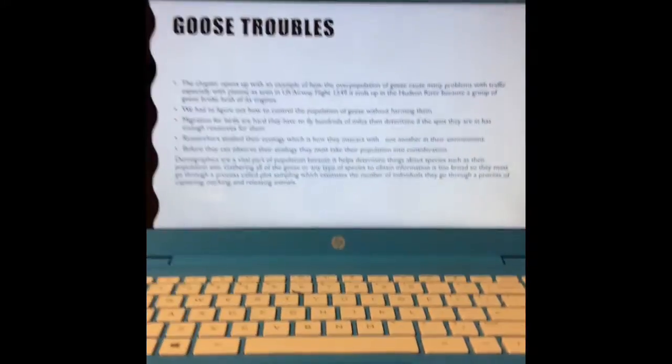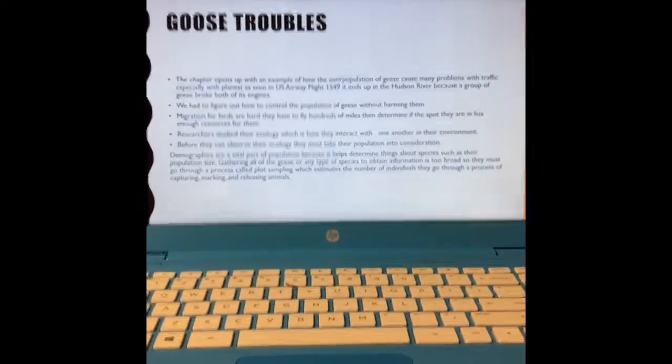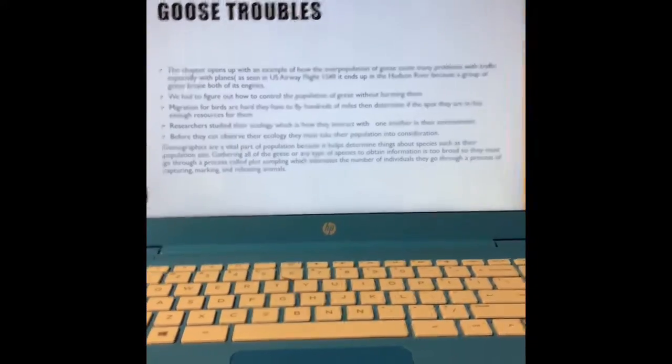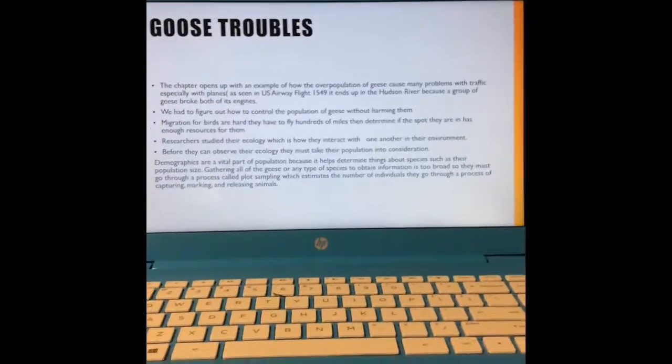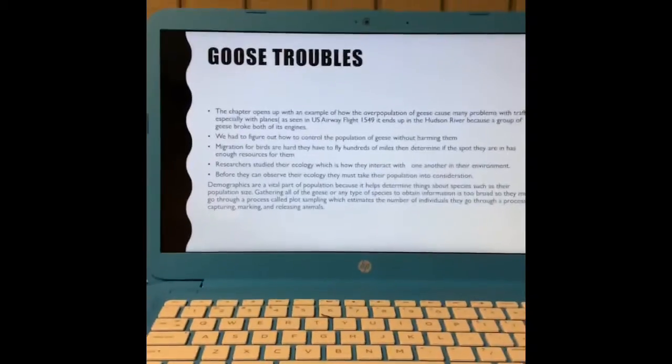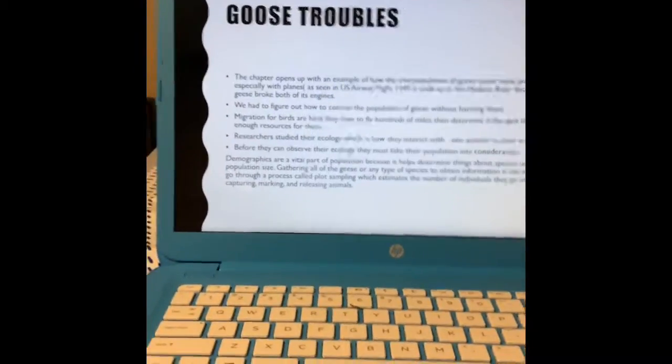Migration for birds is a process. They have to fly hundreds of miles and make sure that the place they have chosen has enough resources for them and possibly their young. So now they have to figure out a way to control the population without harming the geese.